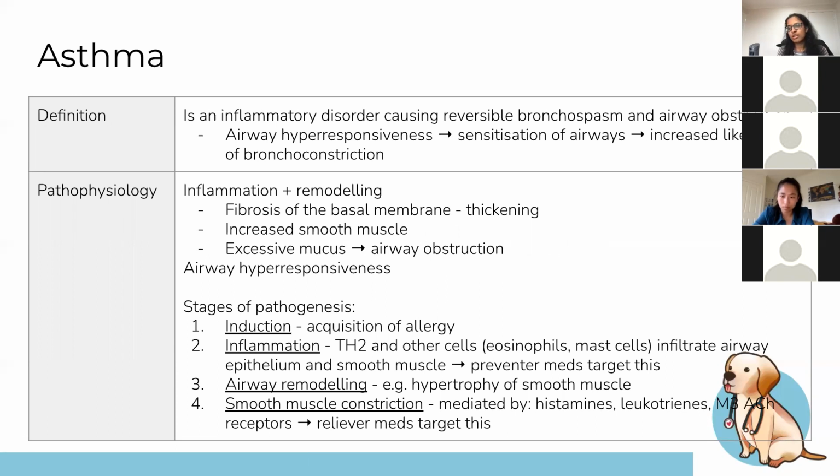So asthma is basically a chronic inflammatory disorder, and it is reversible, and it's going to be resulting in reversible bronchospasms. So bronchospasms are basically airway airflow obstruction. It's associated with airway hyperresponsiveness and can involve immune-mediated changes. And these changes are occurring basically in response to endogenous or exogenous stimuli.